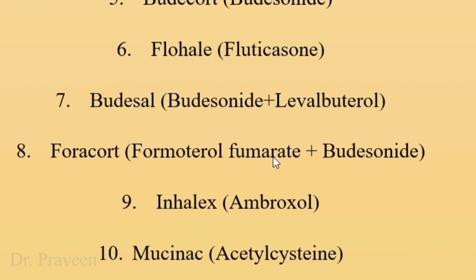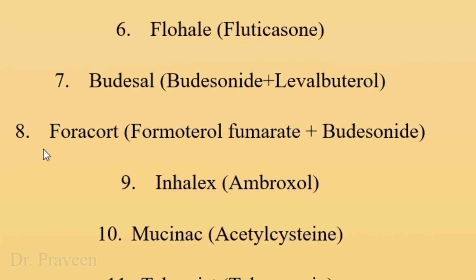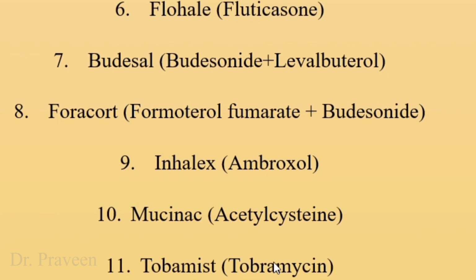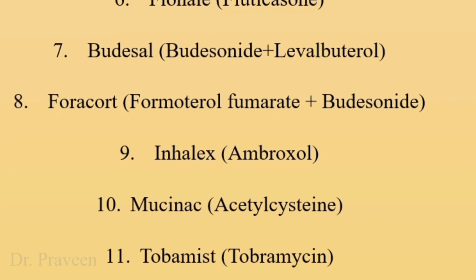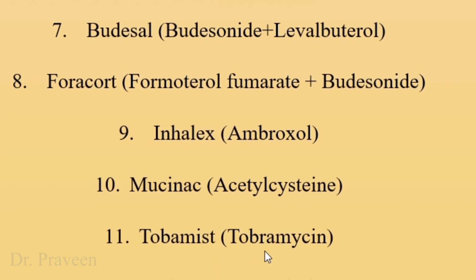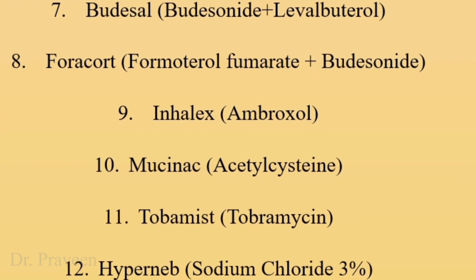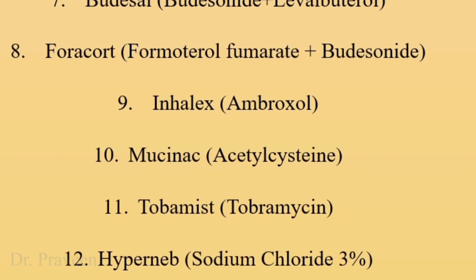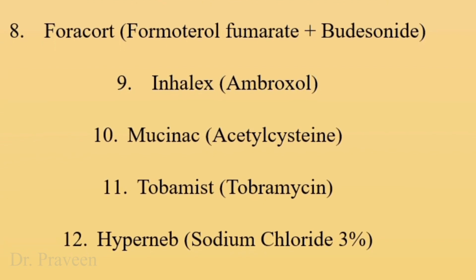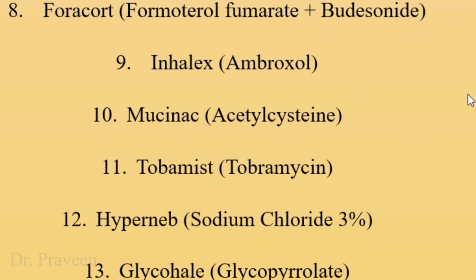Foracort: formoterol fumarate, long-acting, and budesonide, short-acting corticosteroid. That is the long-acting and short-acting combination. Inhalex is a mucolytic, acetylcysteine. Tobramycin is a locally acting antibacteriostatic. Sodium chloride 3% is a Hyperneb solution, meaning a high osmolarity solution which reduces the edema in the mucosa. Glycopyrrolate is an anticholinergic drug which helps in preventing the contraction of the accessory respiratory muscles. So this is about the different commonly used nebulization solutions.